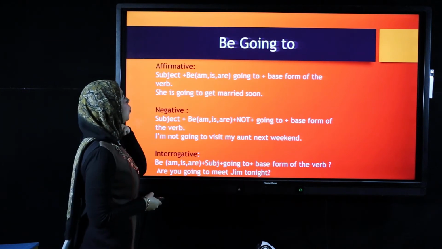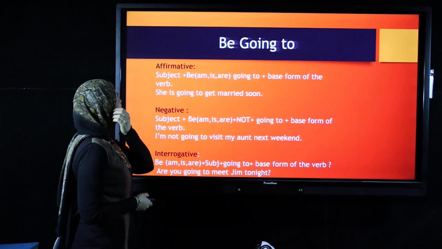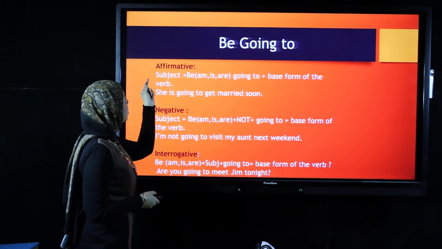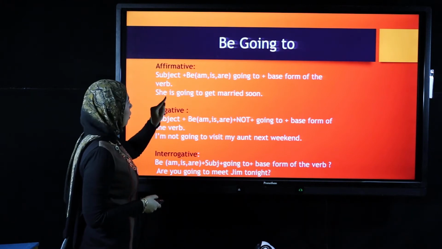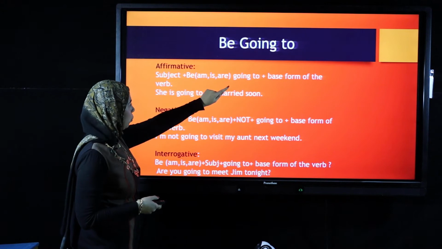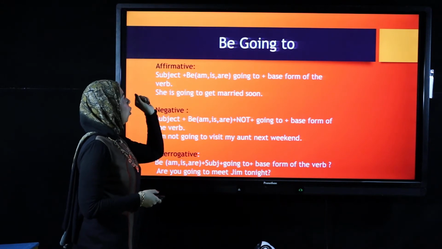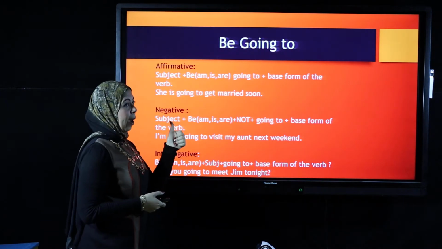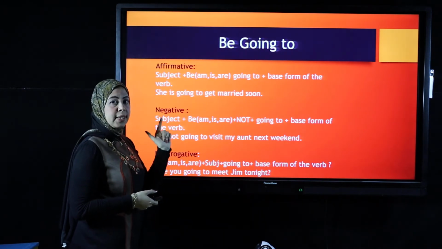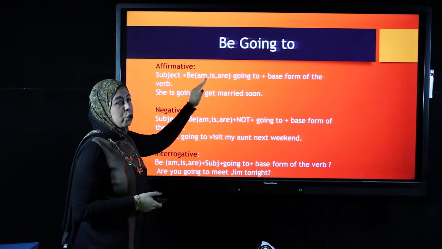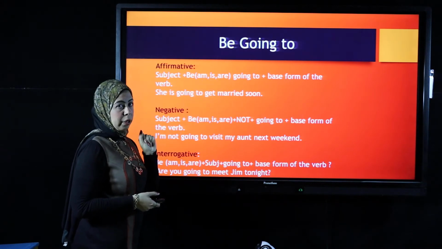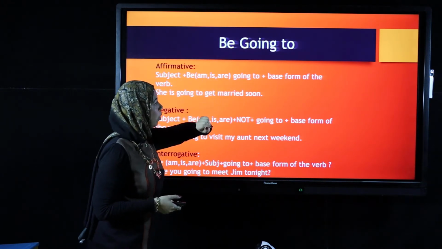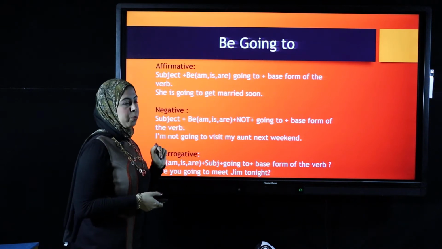Now, how to put it in a sentence? In the affirmative sentence, we should have the subject, then we have be going to. And of course, we use be. With I, it should be am. With he or she or it, is. With we or you or they, we should use are. Then we have going to, then we have the base form of the verb.